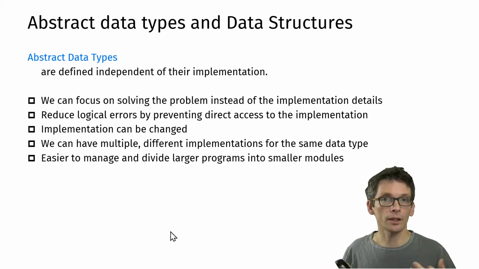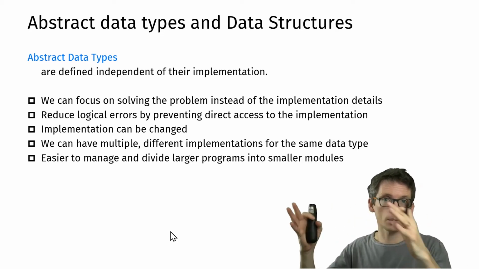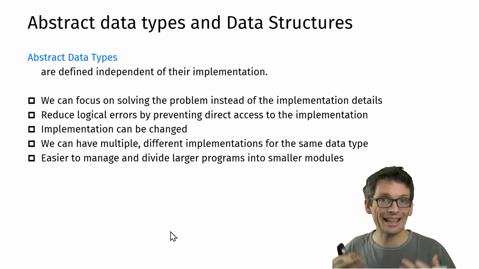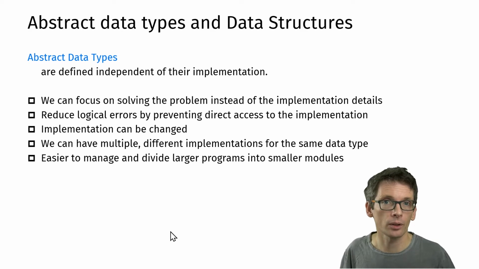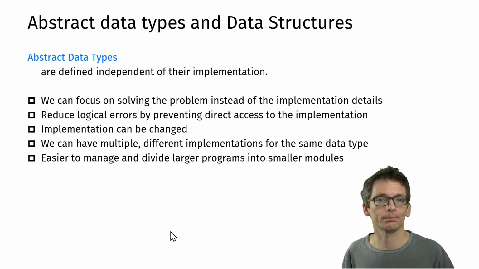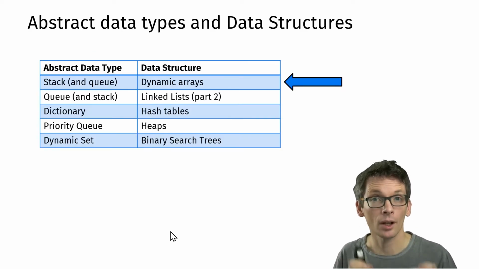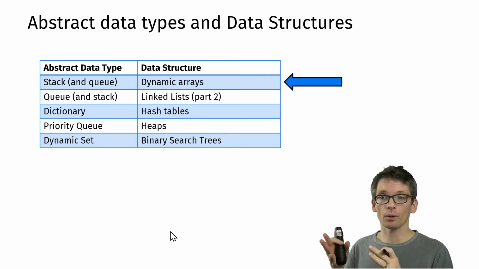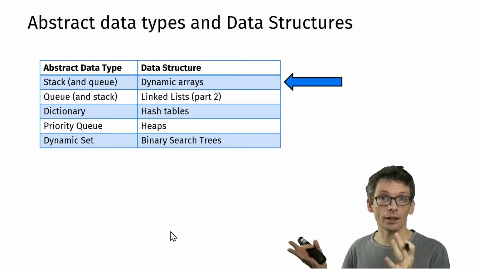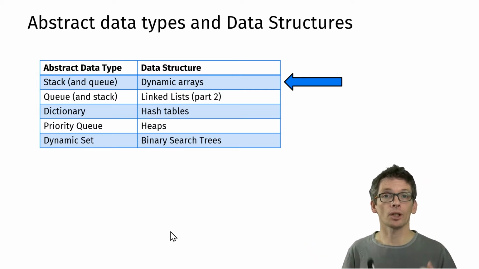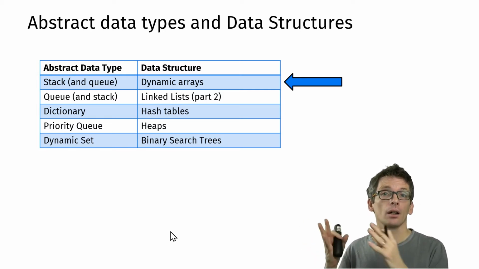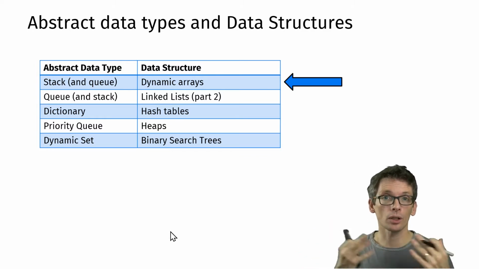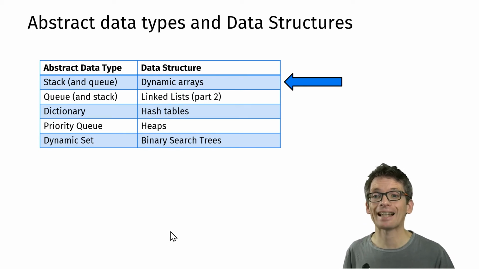Generally, when we design software, it's good to split large programs into smaller modules, and this modularization is part of the principle that we're using here. Let me give you some examples of abstract data types and the corresponding data structures. Today we're going to see stacks, and later, in the next video, queues, and as an implementation of these, dynamic arrays. An alternative implementation are linked lists, and we're going to see which advantages and disadvantages they have.